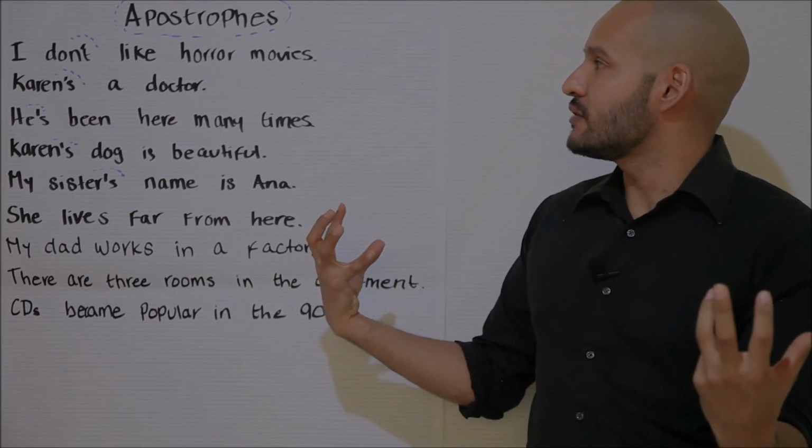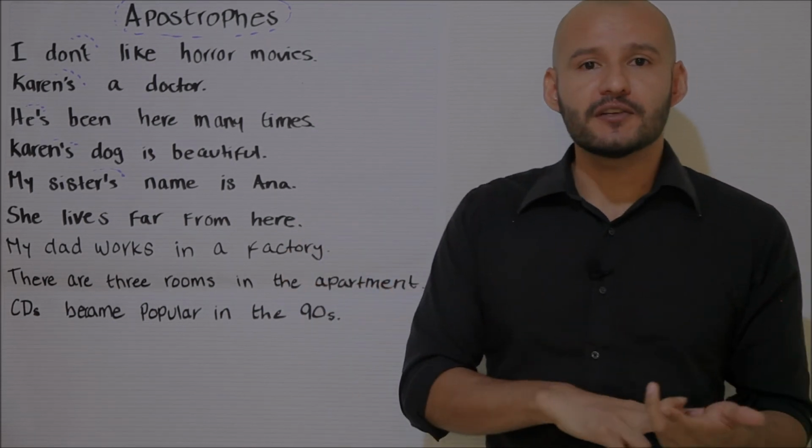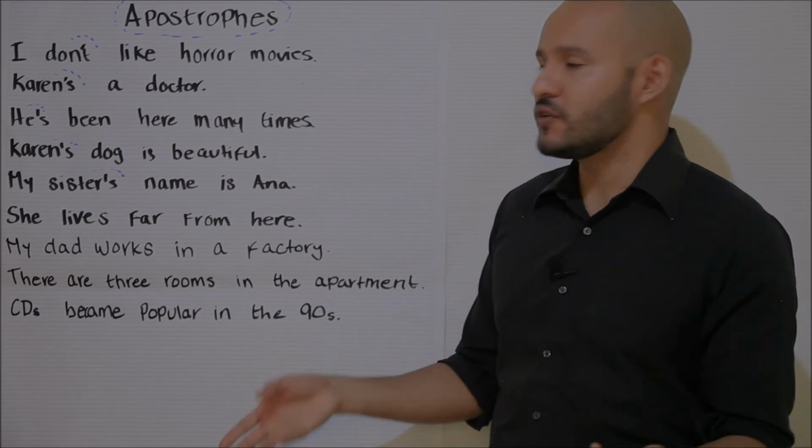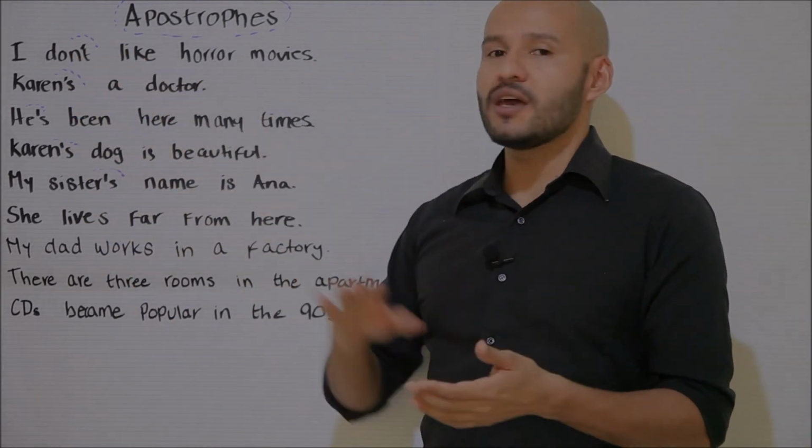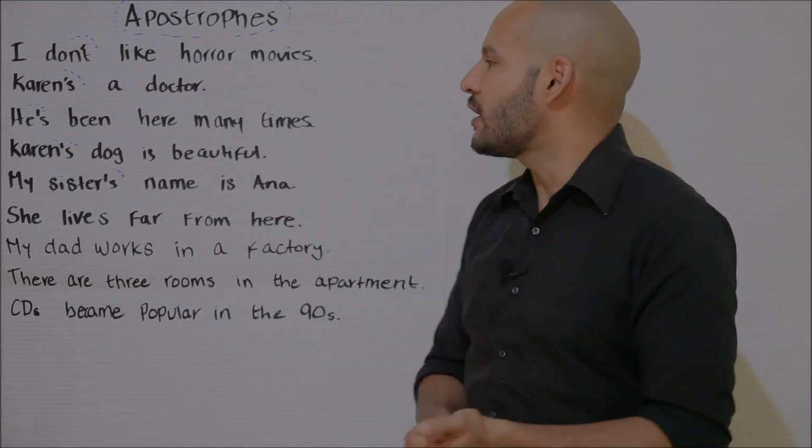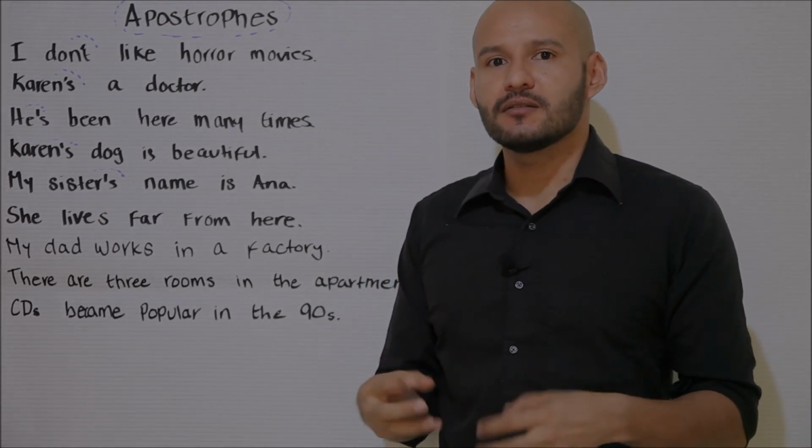And to summarize then, basically there are two situations where it is correct to use the apostrophe. When we have contractions or when you are expressing possession.